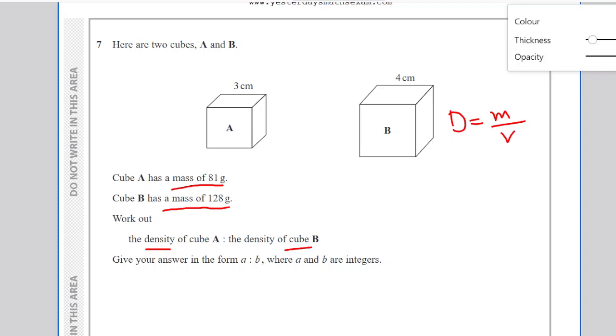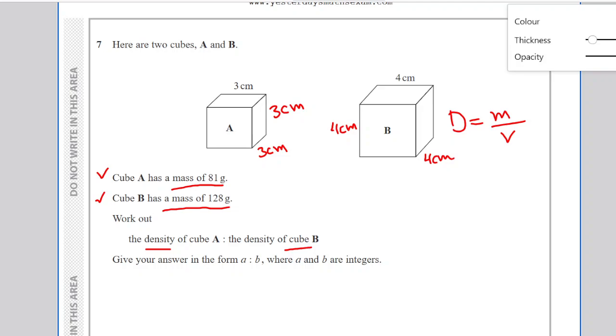We have given mass for A and B. And what do you know about the cube? All the cubes, their length, width and height are the same. So the length is 3 centimeter, width is 3 centimeter. For this cube, this length is 4 centimeter and this length is 4 centimeter as well.